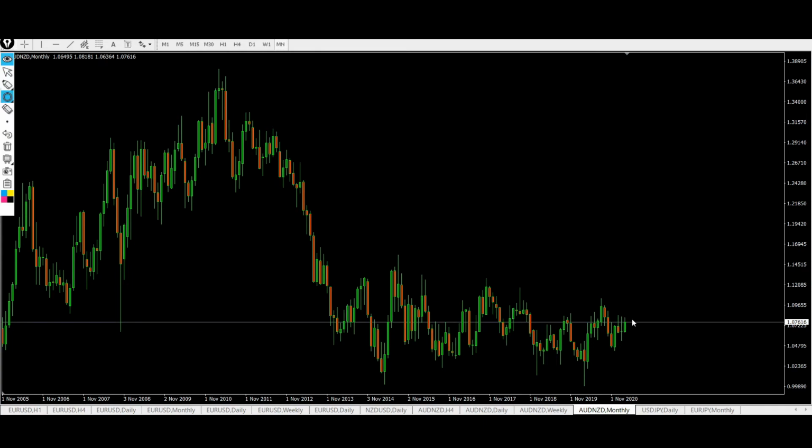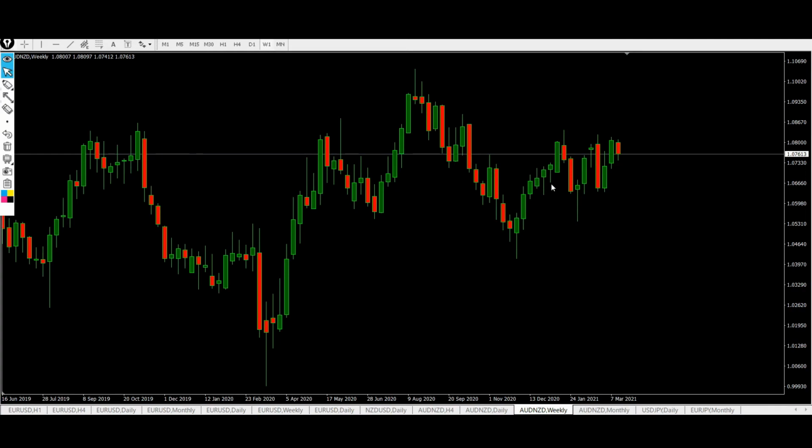Now, if we just look at the monthly chart's current price action, which is right here, there isn't much we could tell. All it looks like is that price went up and went down. Now, by using the lower time frames, we could get a finer understanding of current market conditions. So let's go down to the weekly chart.